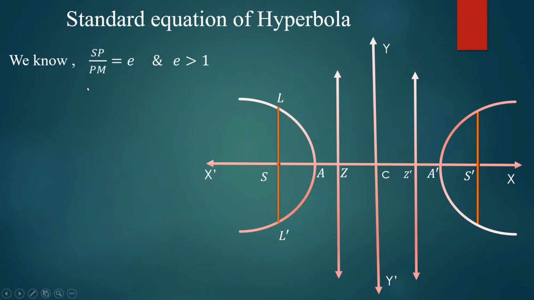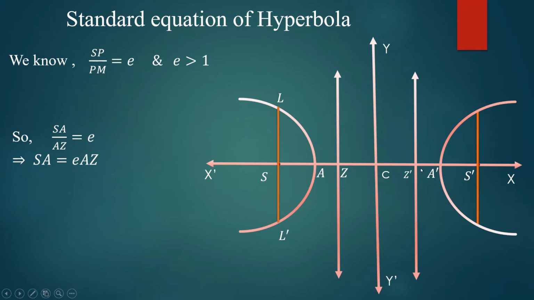We know in case of conic, SP by PM is equal to e, and if this e is greater than 1, then the conic represents a hyperbola. Here P is any point on the hyperbola, and PM is the perpendicular distance from the point to the directrix. So we can take A as P, then we get SA by AZ is equal to e. Cross multiplying, we get SA is equal to e AZ.